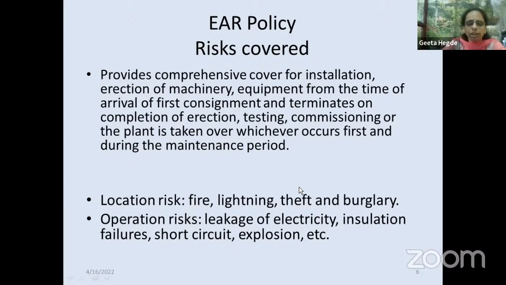There are location risk and operation risk also. Location risk is like fire, lightning, theft, and burglary. These are all risk policies. Operation risk is leakage of electricity, insulation failure, short circuit, explosion, etc. Both are covered because this is an all risk policy.